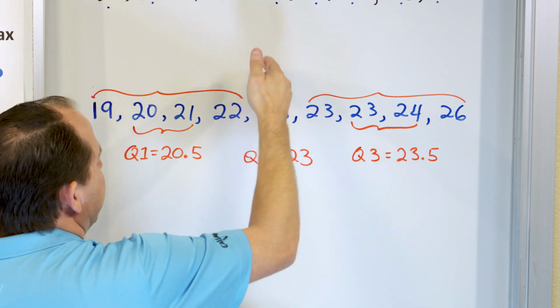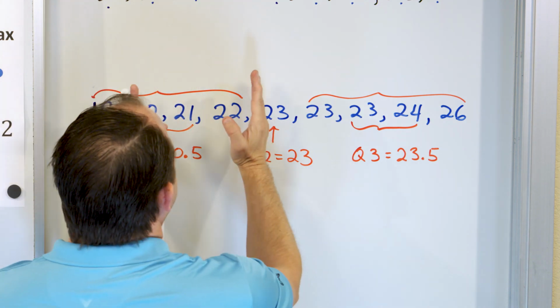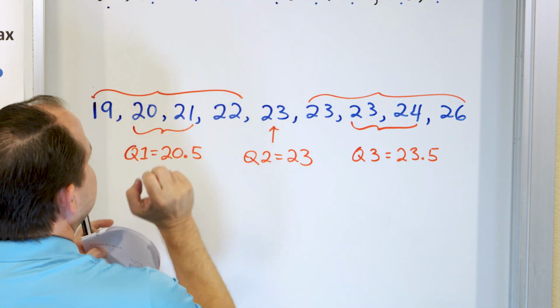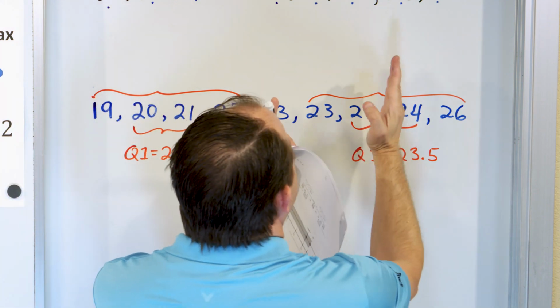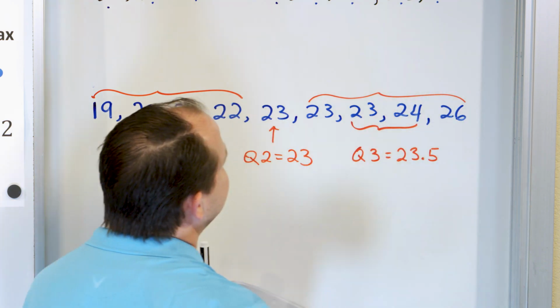Here we have a boundary at 23. Here we have a boundary at 23.5. This is 25% of the data. This right here is 25% of the data, these two values. This is 25% of the data, these two values, and then above 23.5, these are the other two values.